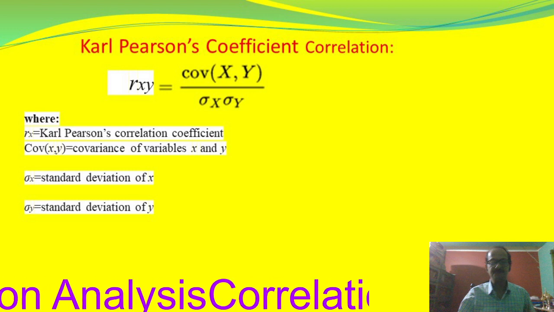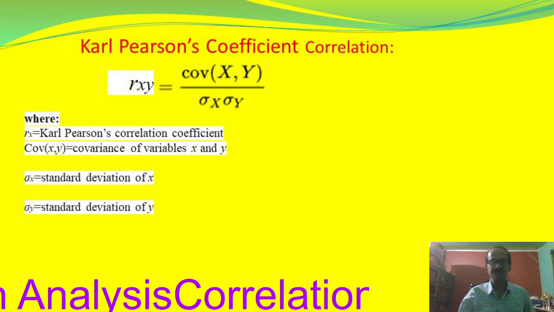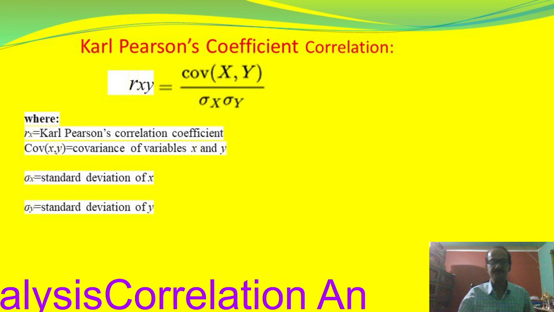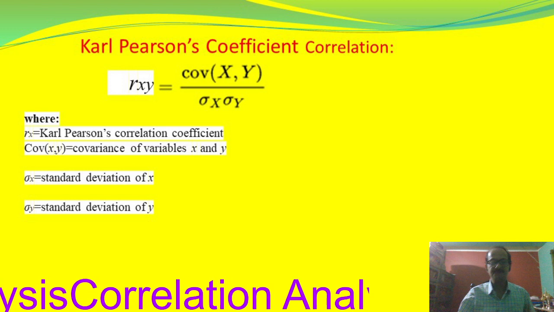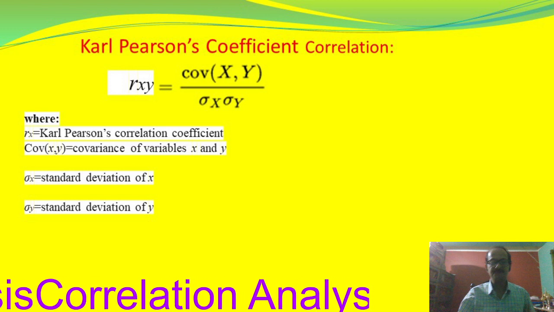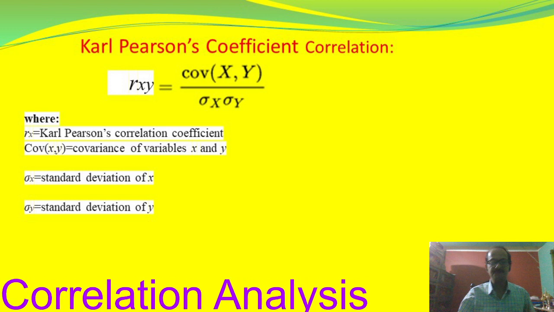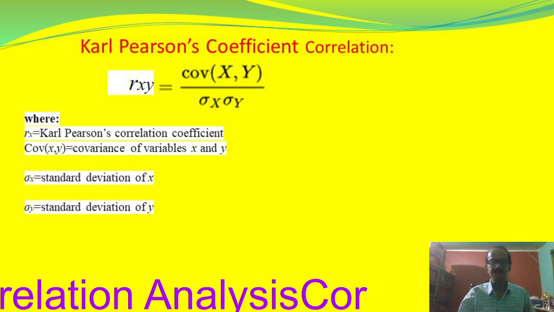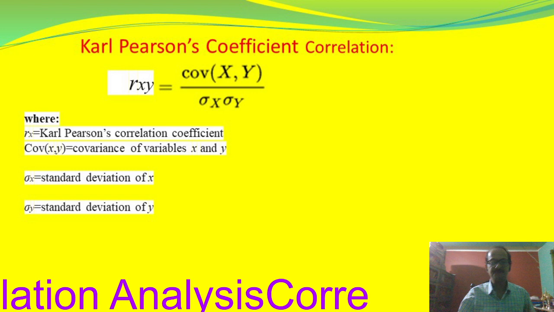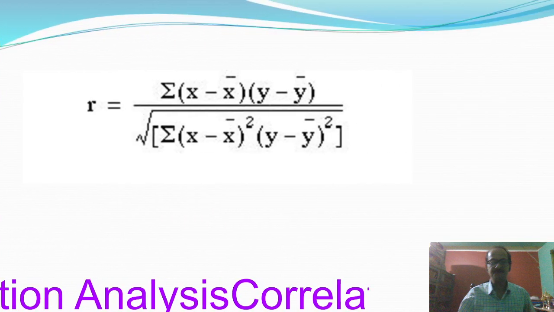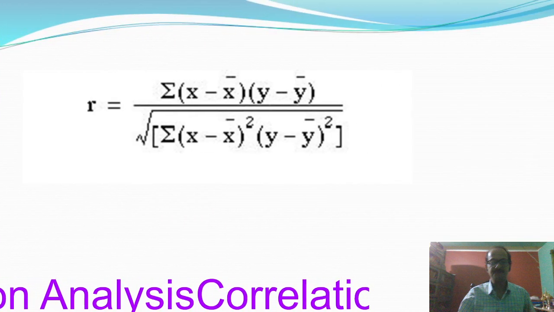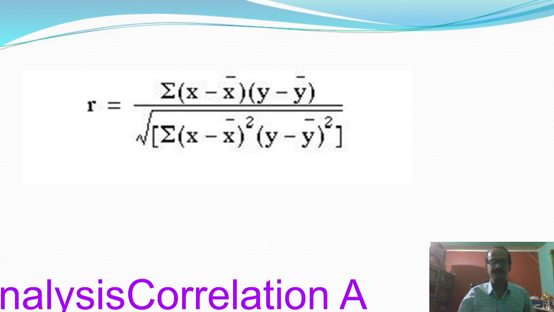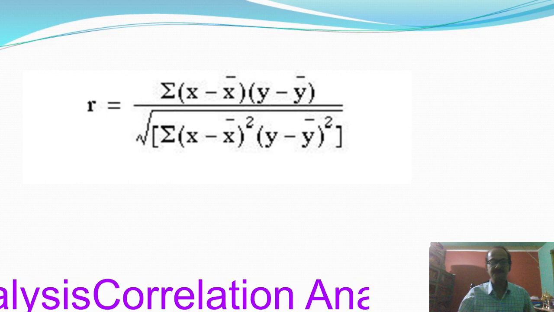Now Karl Pearson's coefficient of correlation can be calculated by dividing the covariance of x and y by their standard deviations. And this is the modified formula to find the coefficient of correlation.